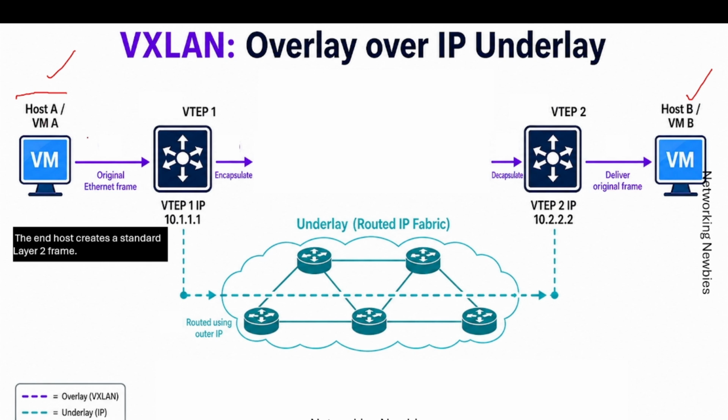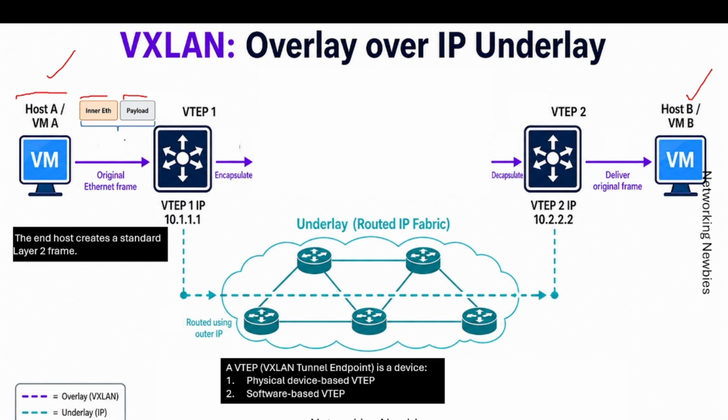Let's say this host machine A has some information to send. It generates an Ethernet frame. You can see here we have the payload part and the Ethernet header on top of that, and then this Ethernet frame will be handed over to this VTEP. A VTEP can be a physical device, or it can also be a software-based VTEP. But yes, the frame generated by this VM is handed over to this VTEP, and VTEP stands for VXLAN Tunnel Endpoint.